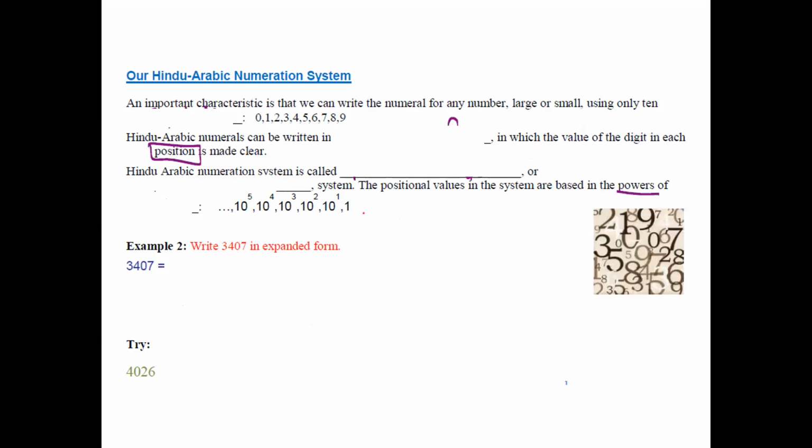An important characteristic of how we write numerals for any large or small numbers is that we use tens. We do that using 10 symbols, from 0 to 9. Of course, we can repeat them, so if we write 100, we just put 1, 0, 0. Hindu Arabic numerals can be written in expanded form, in which the value of the digit in each position is made clear. The Arabic numeration system is called the positional system or the place value system, and the positional values in the system are based on the powers of tens.